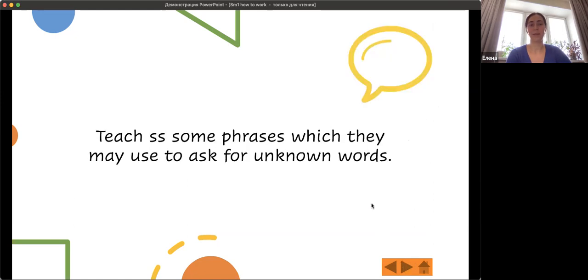Okay, the next, you need to teach students some phrases which they may use to ask for unknown words, unknown phrases. So sometimes it happens when a student wants to leave the classroom to go to the toilet. So you need to teach the student how to say this, yes? Or if the student needs only one word, you can bring this phrase like, what's the English for something, yes? If they know these phrases, it's easier for you, yes? So you don't punish them for speaking Russian.